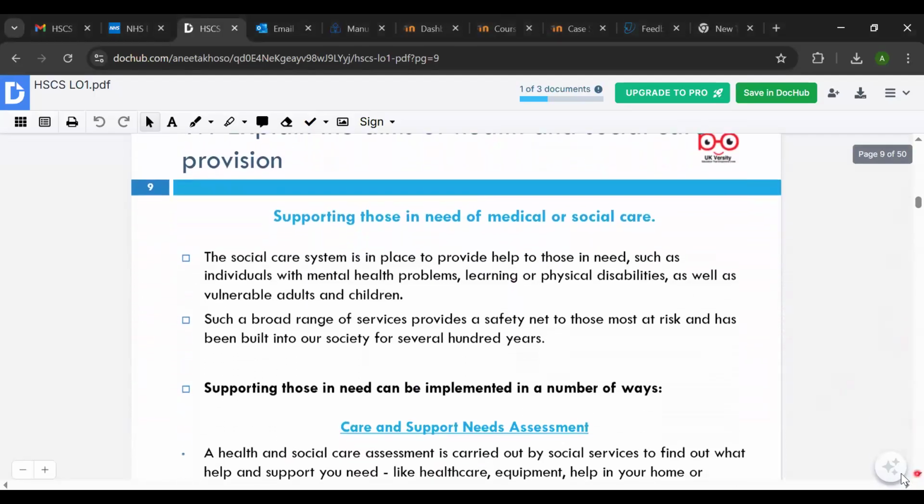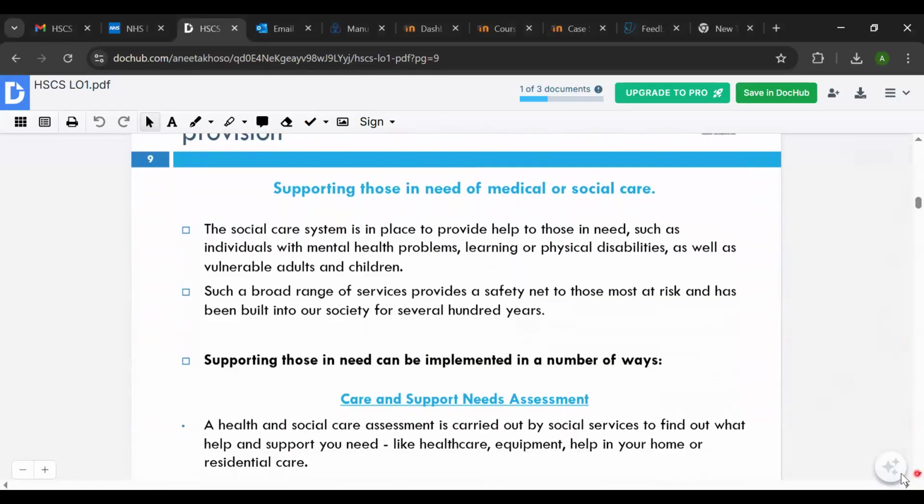And then we go on to support those in need of medical and social care. The social care system is in place to provide help to those that are in need, such as individuals who have mental health problems, learning or physical disabilities, and vulnerable adults and children. So there's a broad range of services which provides a safety net to those most at risk and has been built into our society for several years now. It's been hundreds of years. And then supporting those in need can be implemented in a number of ways, like a care and support needs assessment.